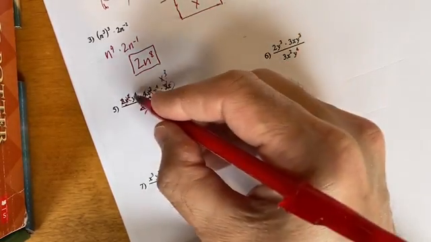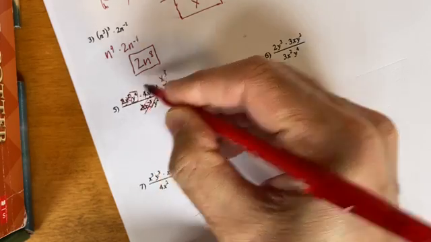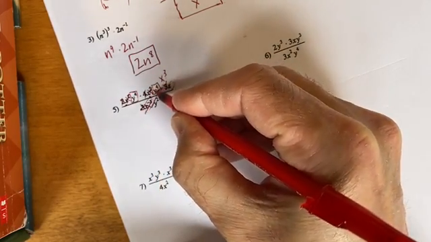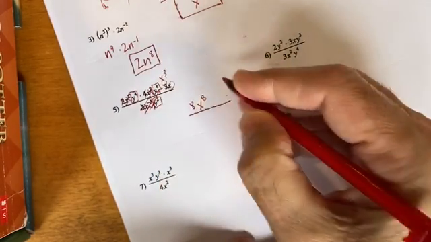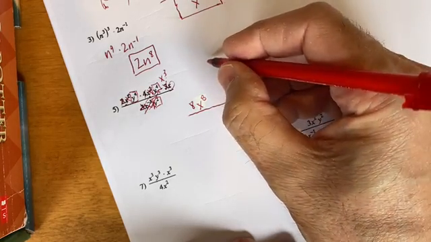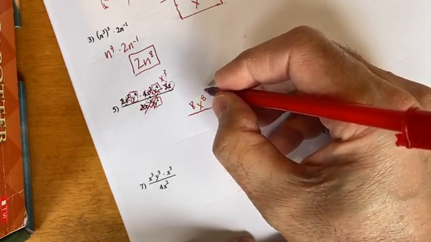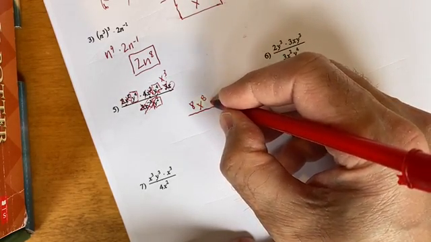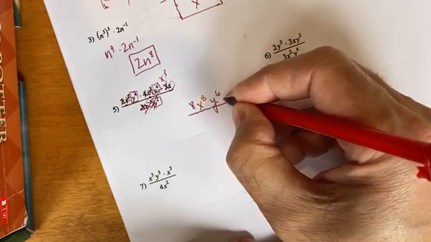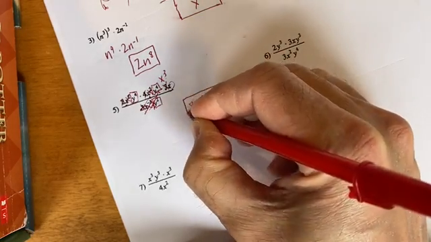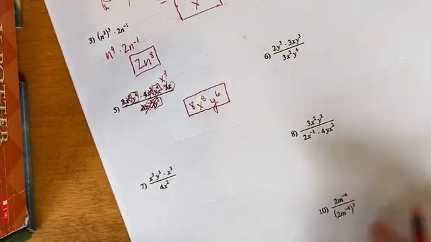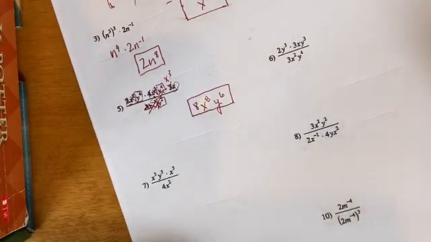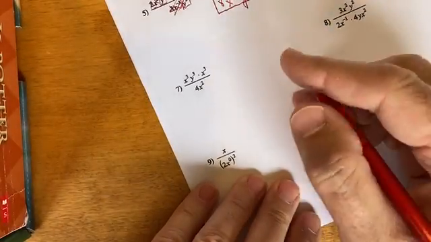Now for the y's, there's 8 on the top and 2 on the bottom, right? If we cancel those one at a time, there would be 6 left on the top. And that's the answer. Sorry, that was a little ugly. Let's try this one. Maybe this will be better.